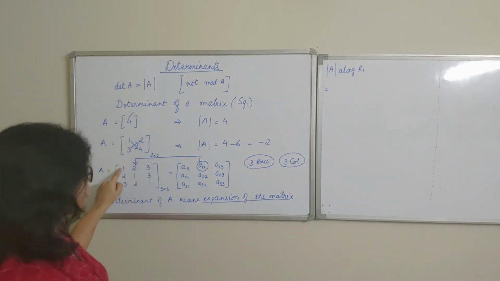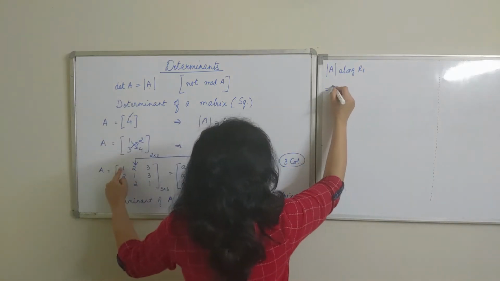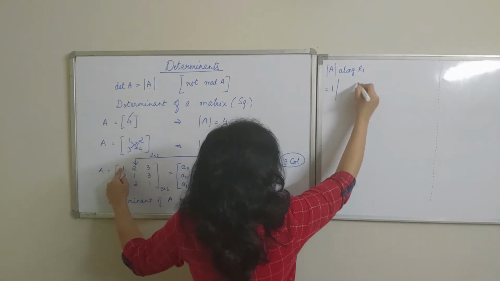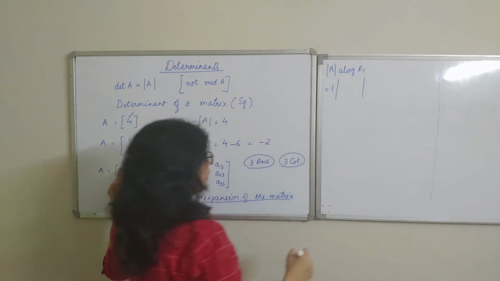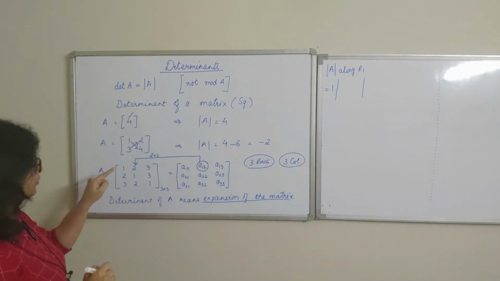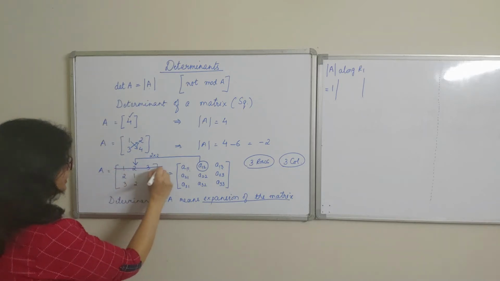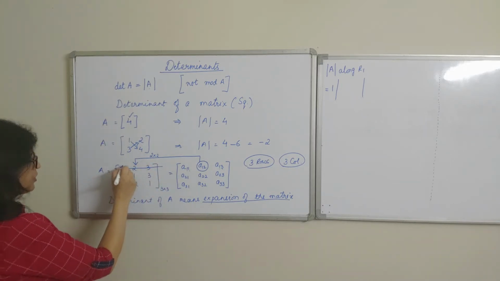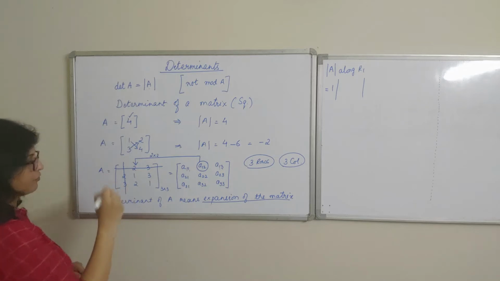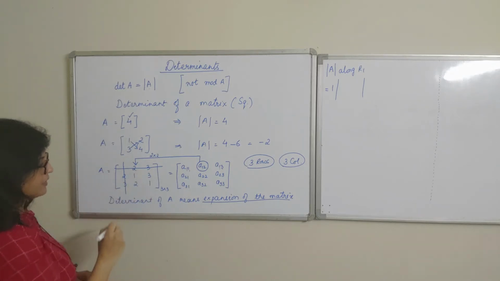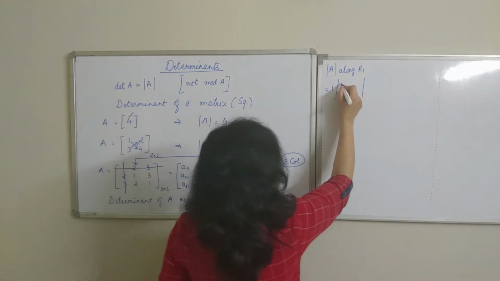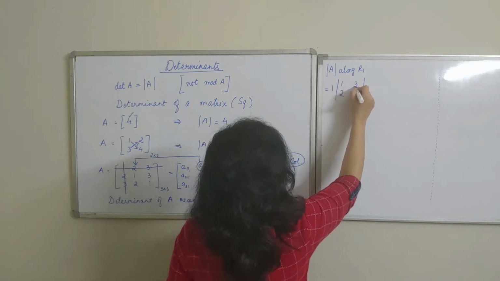Let's see how. The first element of the row is 1. Here 1 has to be multiplied by a determinant. Which determinant is that? Because this element is present in the first row, delete the first row. The element is present in the first column, delete the first column. These are the elements left. So we'll find out the determinant of 1, 2, 3, 1.